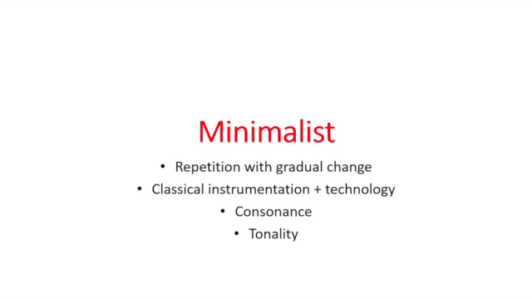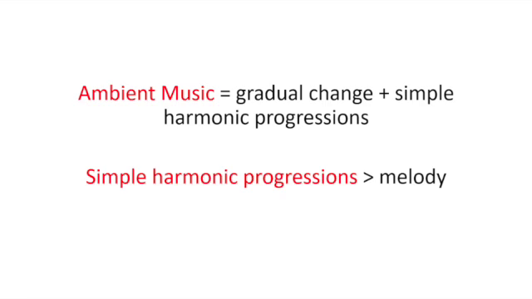But in the mid-1960s, minimalist music rose. Some elements from this genre include repetition with gradual change, classical instrumentation mixed with technology, consonance, and tonality. Ambient music combines gradual change with minimal harmonic progressions that are emphasized more than melodies. So, it seems that ambient and minimalist music share similar qualities.